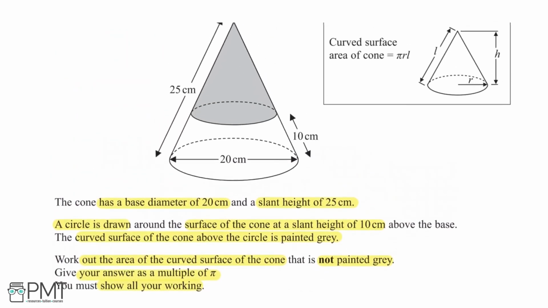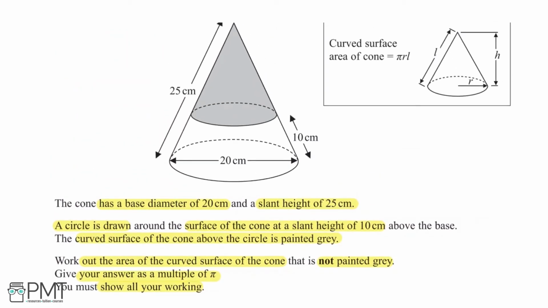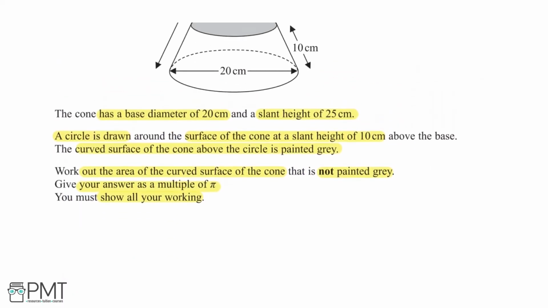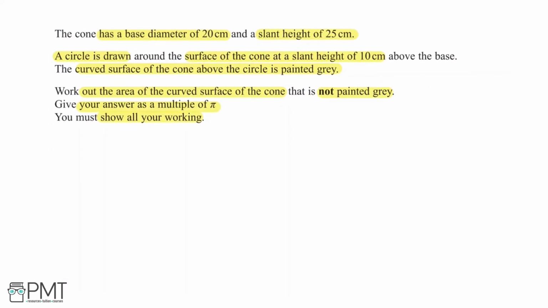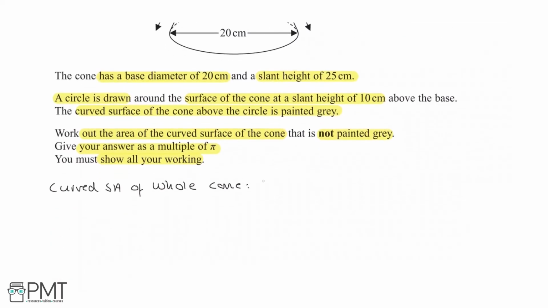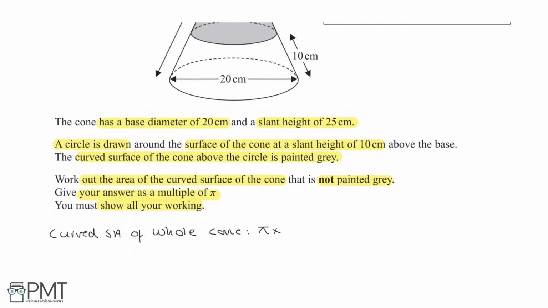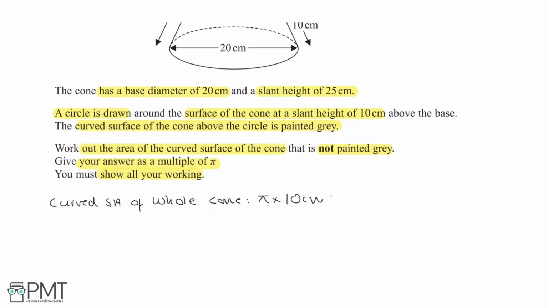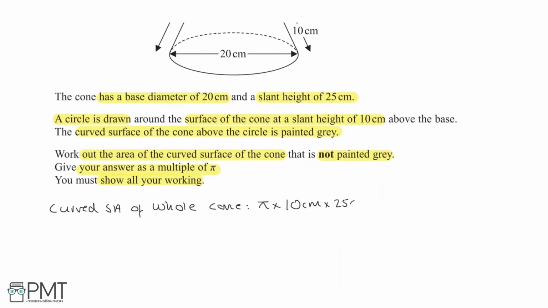The first thing I'm going to do is find the curved surface area of the whole cone. They've given us a formula here very nicely. It's pi r l. So this is going to be pi times the radius, which is 10 centimeters, times l, and our slant height is 25 centimeters. This is going to be 250 pi centimeters squared.